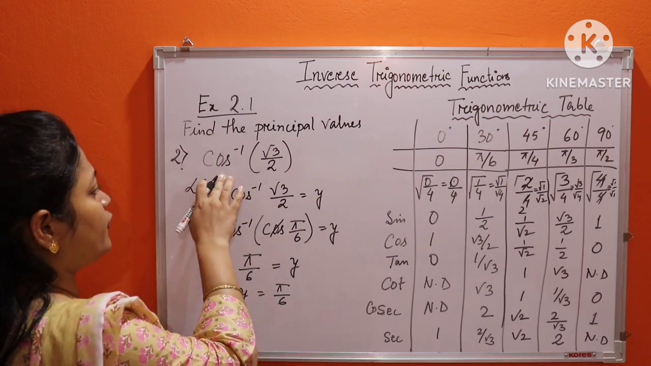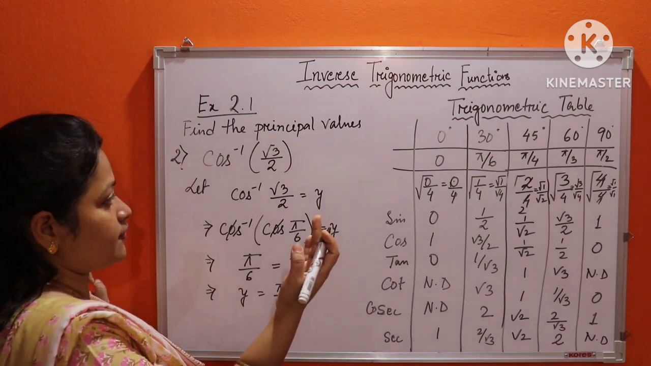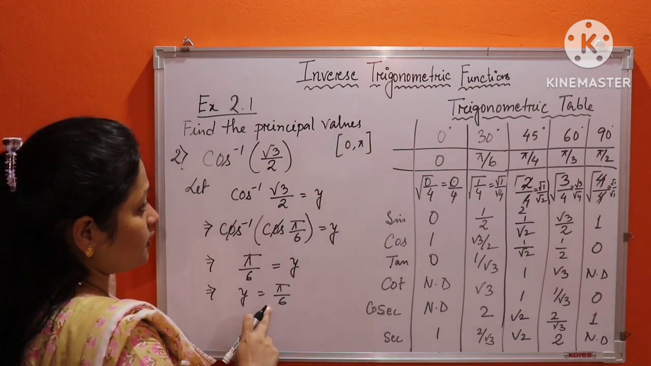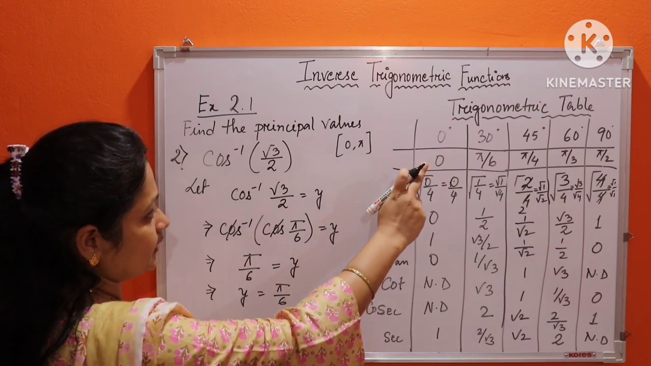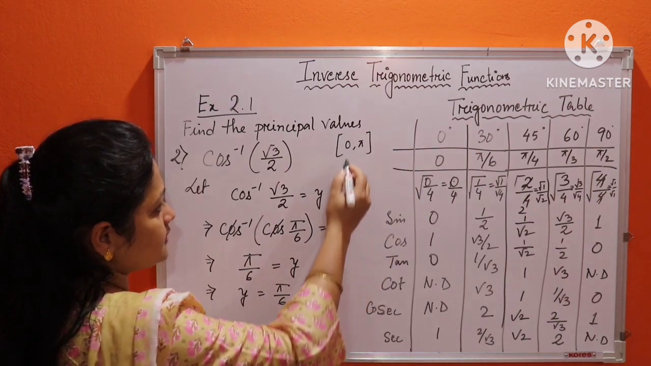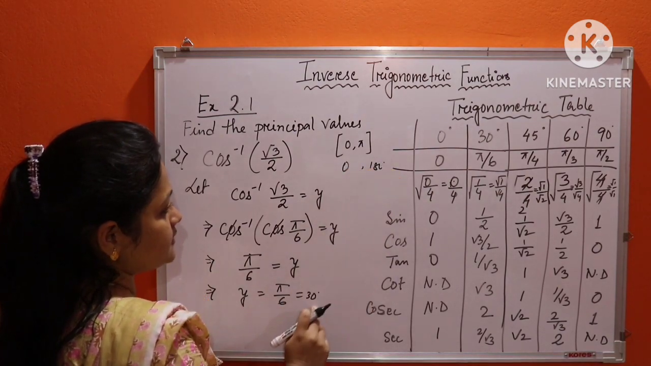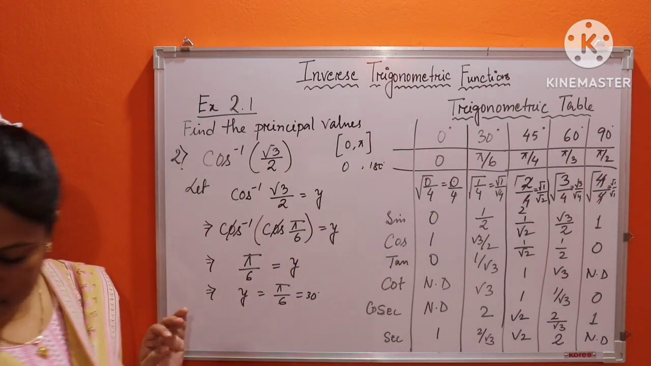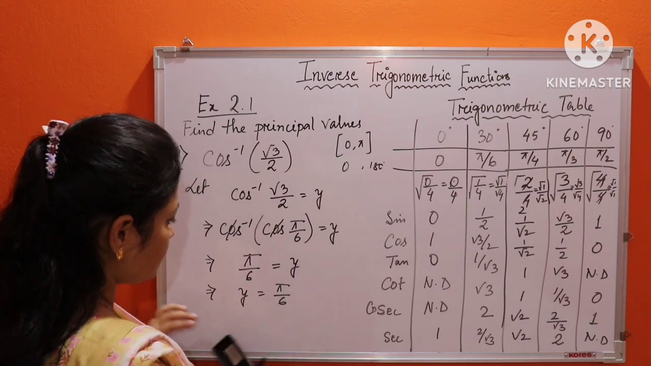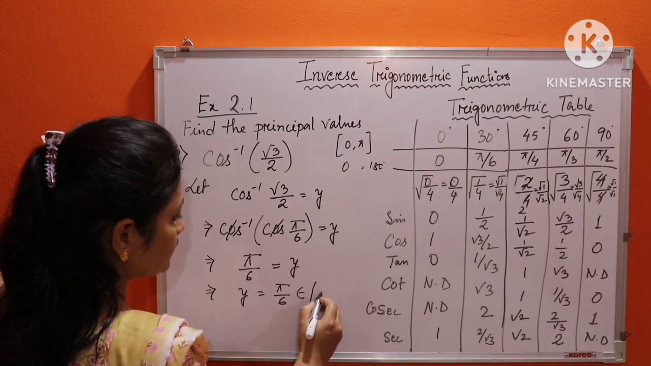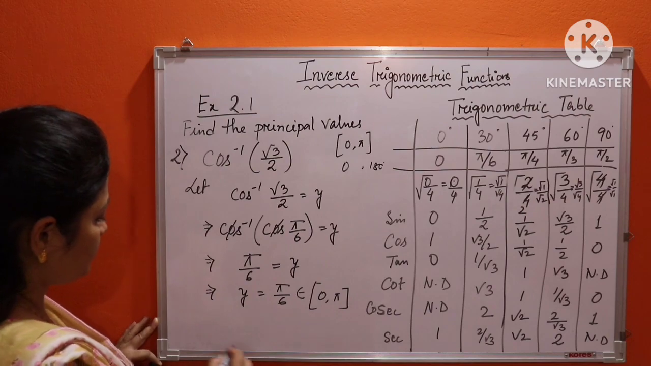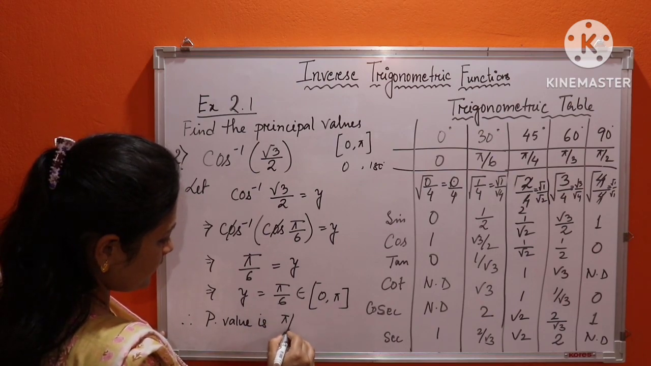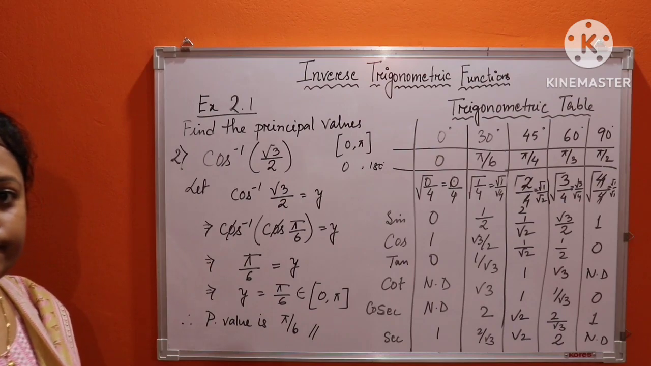So as we remember, for cos, the second family, the range was from 0 to pi, closed bracket. So 0 to pi, pi by 6, that is 30. Pi by 6 is 30 degrees, and 0 is 0 and pi is 180. Yes, this 30 lies between 0 and 180. So therefore, this y equal to pi by 6 belongs to 0 and pi. So therefore, the principal value is pi by 6. Hence the result.